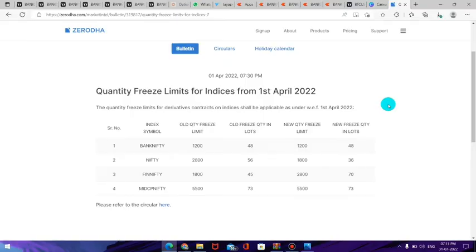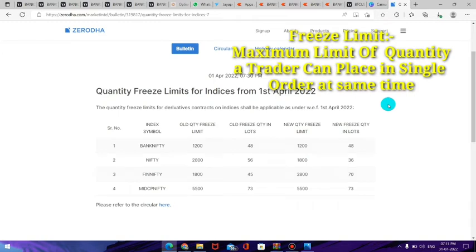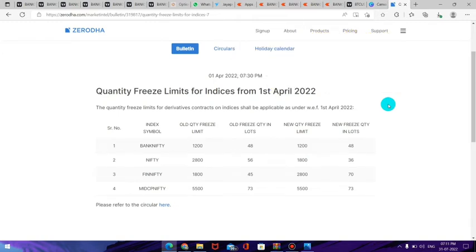So before entering into the video information, we first need to know about the freeze limit. So what is freeze limit? A freeze limit is the limit which has been secured for each and every script in indices. Before, for a long period of time, there was no fixed limit on how much quantity a trader could trade in a particular segment. There was no limit that a trader could not trade more than this much quantity or this much lot size. There was no limit at first.